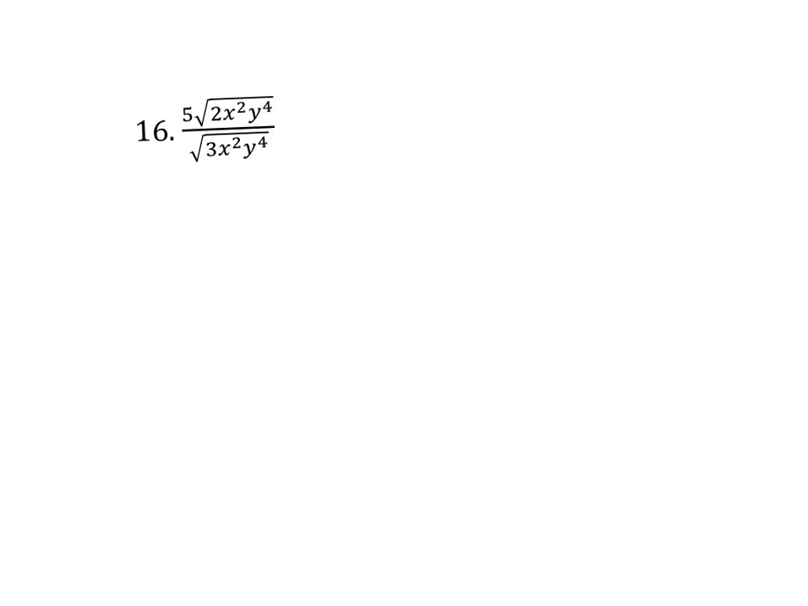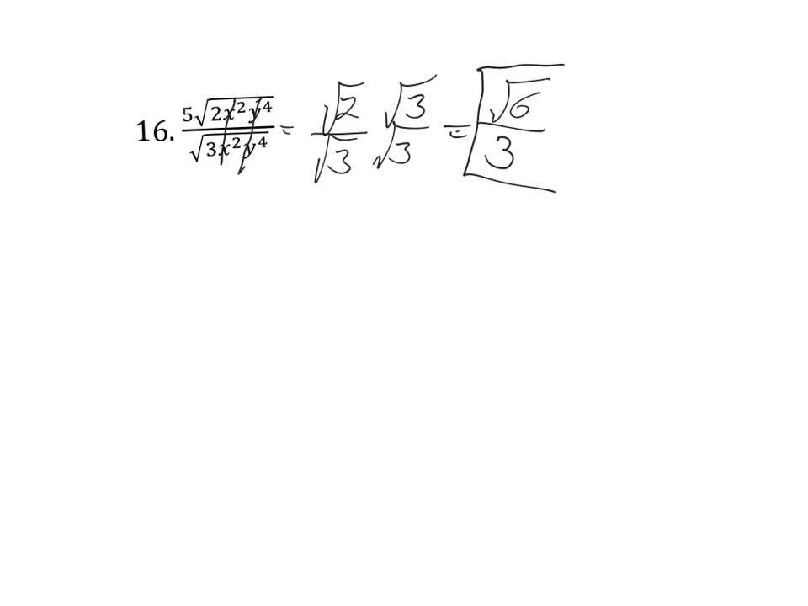Okay, so looking at this, I have x squared, these are going to cancel. y to the fourth, these are going to cancel. So now I have radical 2 over radical 3. Not allowed to have a radical in the bottom, so I'm going to multiply the top and the bottom by radical 3. That gives me radical 6 over 3 times 3 is 9. The square root of 9 is 3, so radical 6 over 3. Okay, we're going to go ahead and do part 2, so get ready for that.